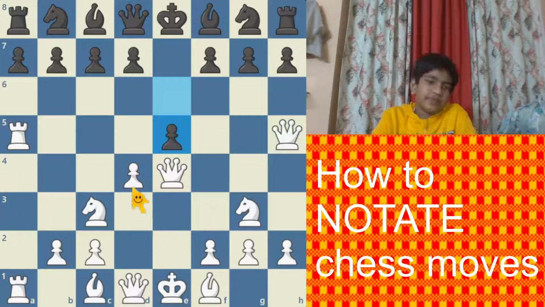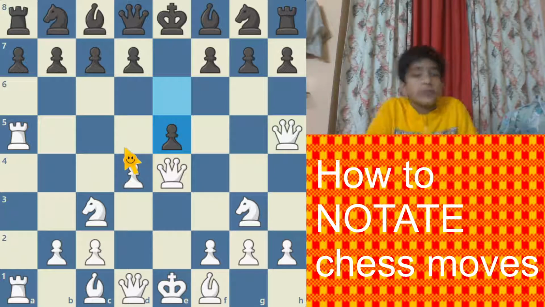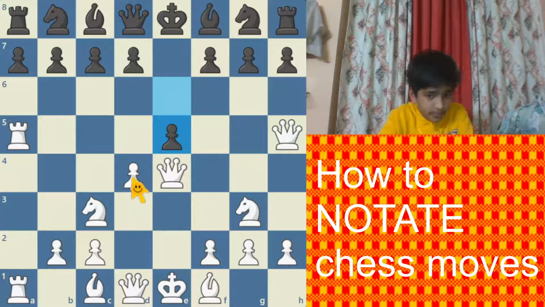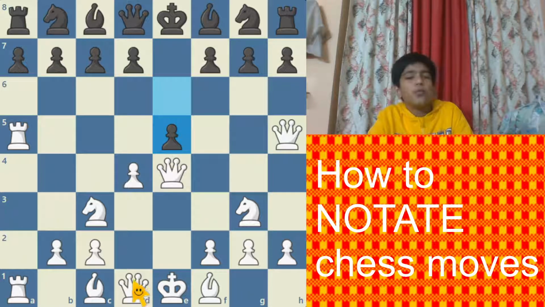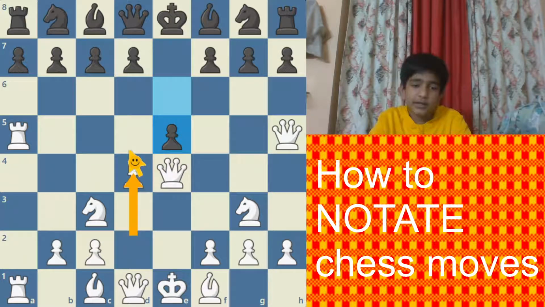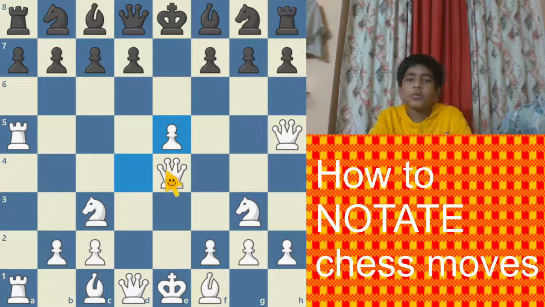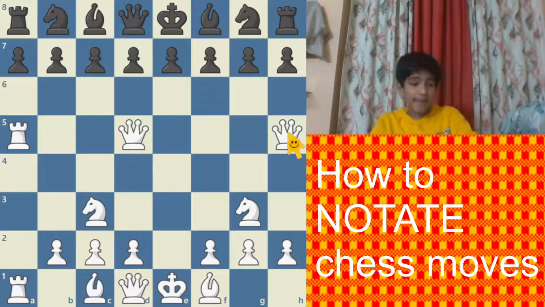So now if something like this happens, then for a pawn's capture, you write the file which the pawn was on before the capture, then the capture sign, and then the square which it lands on. So this pawn is in the D file currently. If it took this pawn, you would have D because it's on the D file, then the cross symbol, and then E5 because this is E5. Okay, so that's about captures.